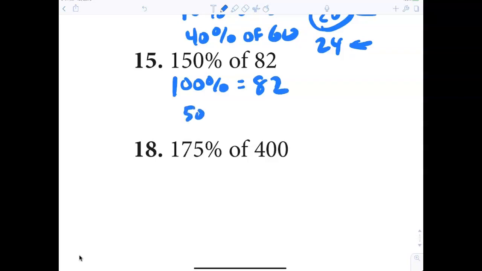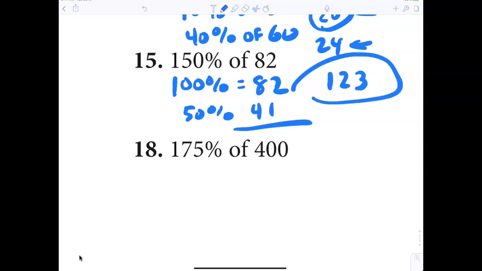What's 50% of 82? That's right. Come on, you're almost there. 41. Yay. So 150%. What would I do with those two numbers? Add them. What is that? 123. Does that feel good? Very good. 150%: take 100%, take 50%, add it together. That's how you should do it. I don't really want you multiplying by 1.5. That's boring. Tucker, were you good with that?